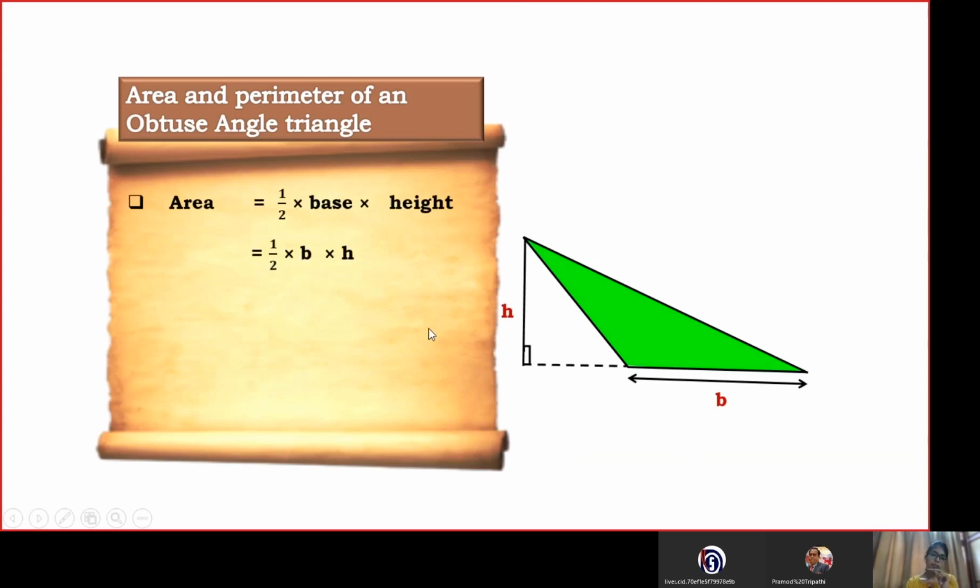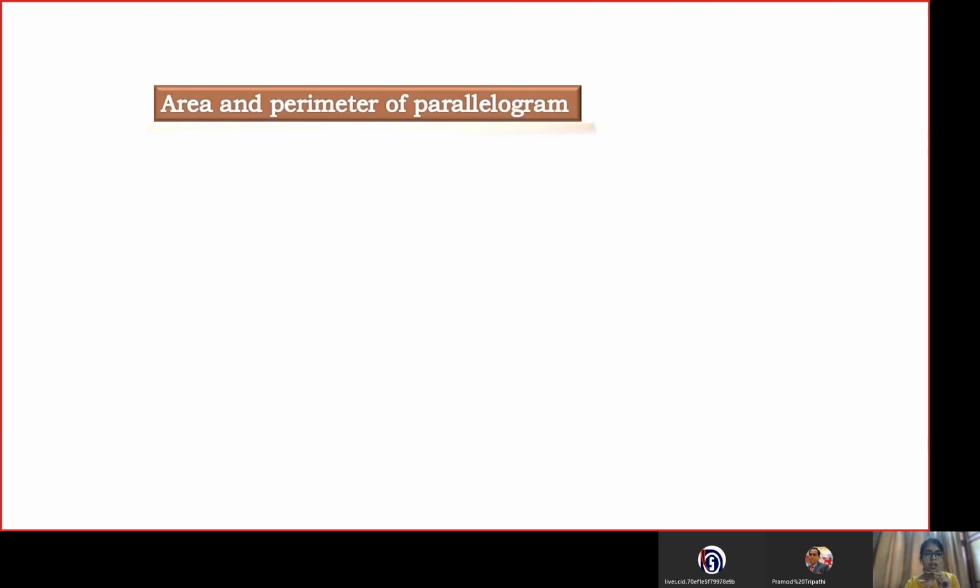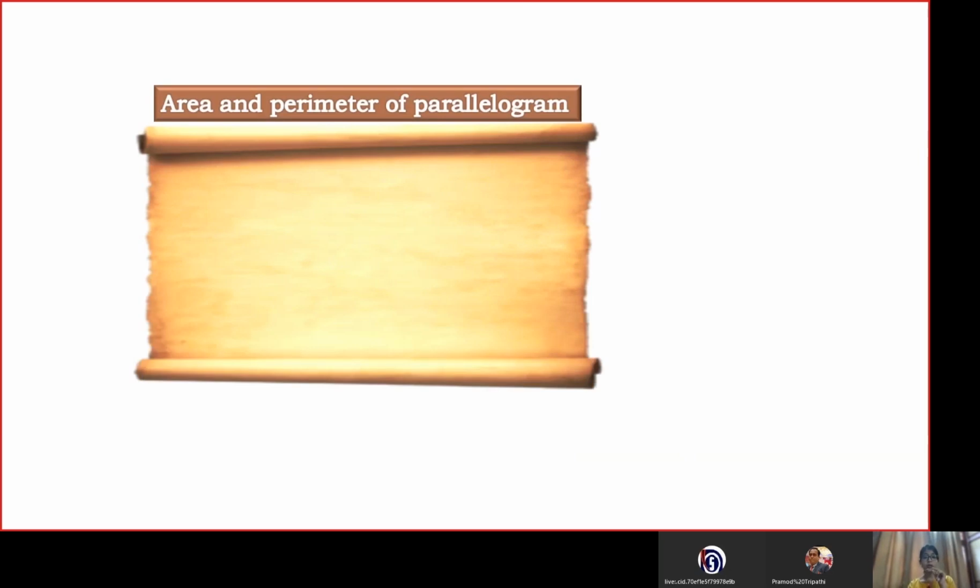And the area will be given by the same formula, half into base into height. Same goes for the perimeter, sum of all sides. Moving on. Area and perimeter of a parallelogram.